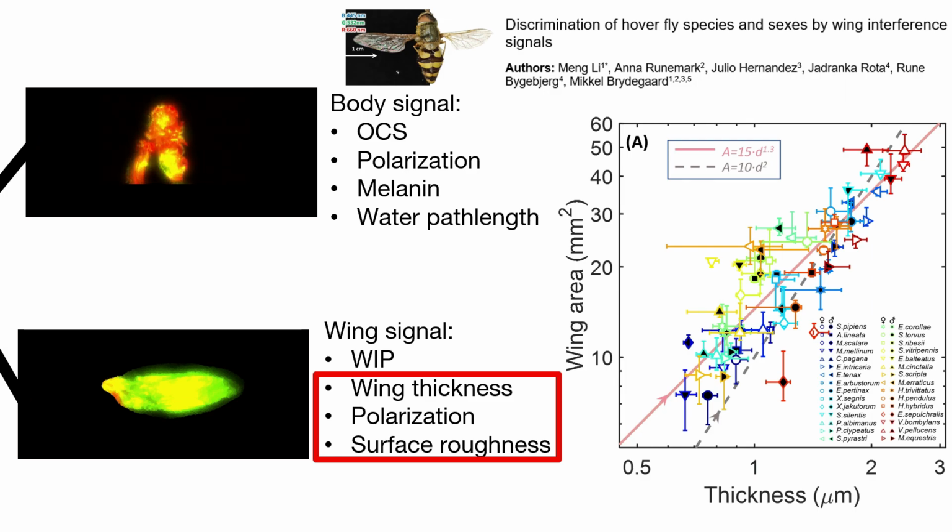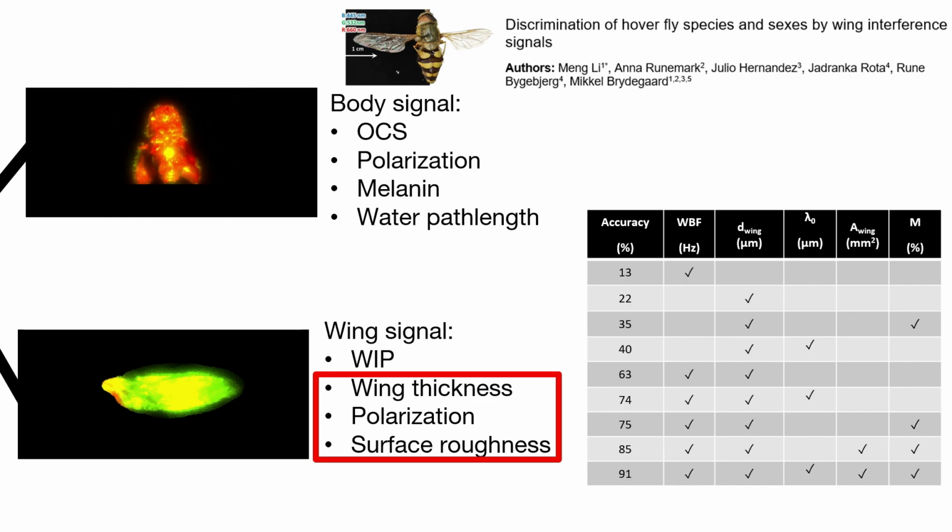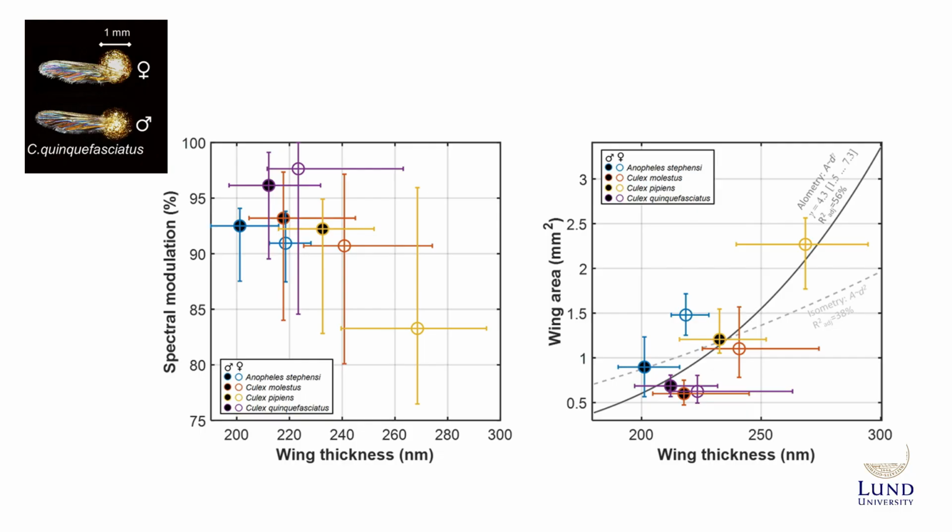In the same hoverfly studies, we investigated how much we can improve the accuracy of identifying the correct species and the sex of a hoverfly. We have noticed the wingbeat frequency alone only has a 13% success rate in identifying the correct sex and species. But when we include the wing information such as the wing thickness, wing roughness, and wing area, and how specular the signal is, we're capable of improving the identification accuracy up to 91%. As we see the great promise of using the wing signals to help identify the sex and species in the hoverfly, we then performed similar studies with mosquitoes.